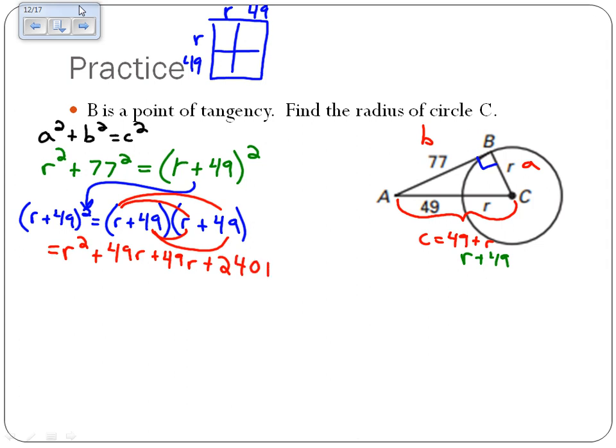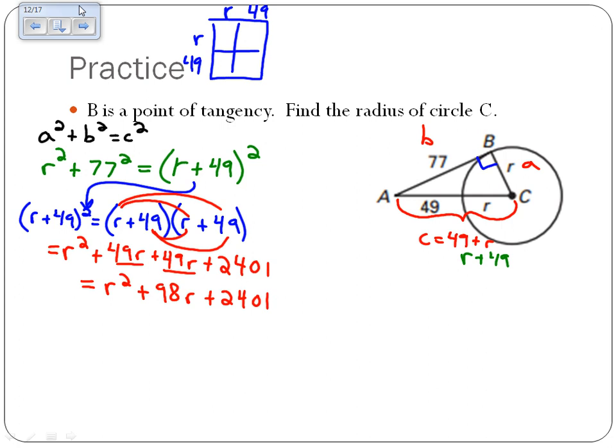Okay? 2401. We can put all this together and say it's R squared. Combine these two like terms. 98. Mental math tip. These are both 1 less than 50, right? So do 50 plus 50, which is 100, then subtract 2. Right? So that's 98. Plus 2401. Are we cool with that?